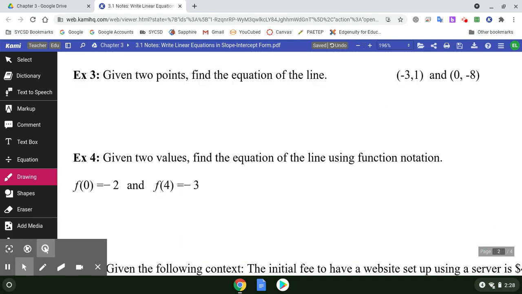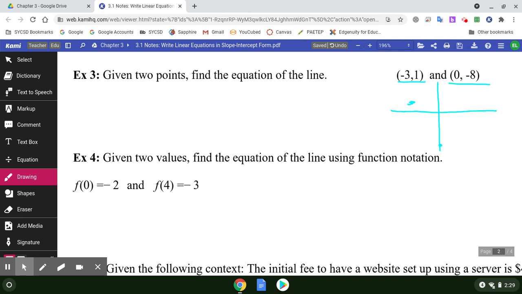Taking a look at example 3, we are given 2 points and asked to find the equation of the line. So we know that these 2 points lie on the line. If you're a visual person like me, you might want to do a quick sketch, and the point -3, 1 would be here, and the point 0, -8 would be down here.